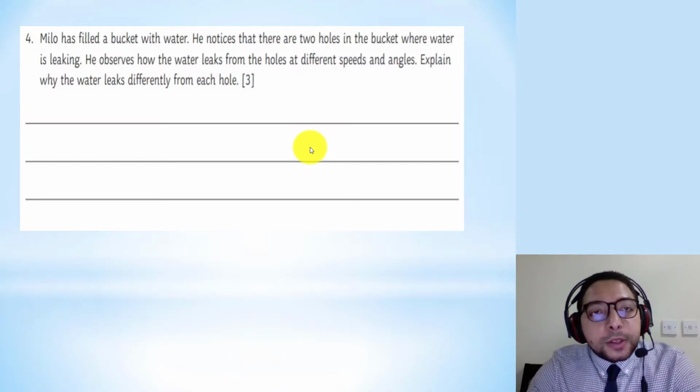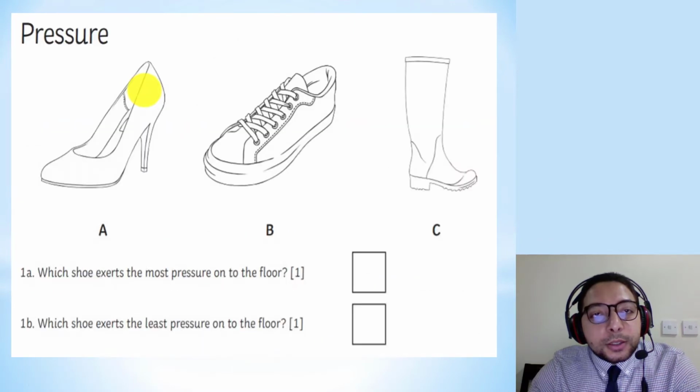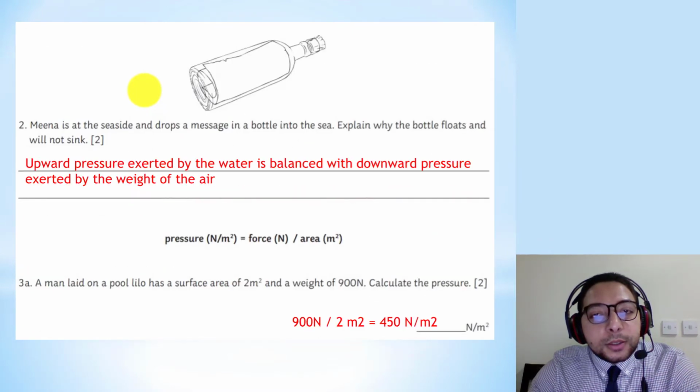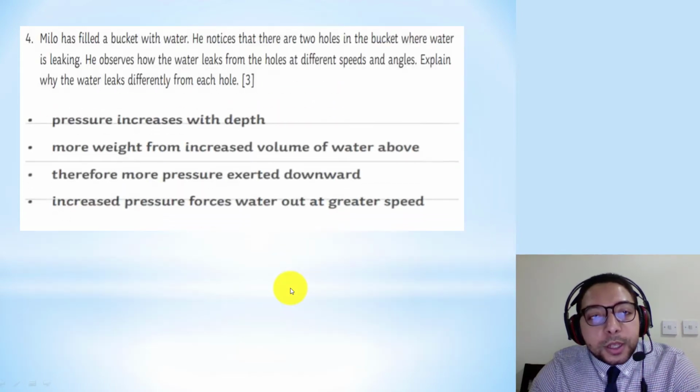Next question. Milo has filled a bucket with water. He noticed that there are 2 holes in the bucket where water is leaking. He observed how the water leaks from the holes at different speeds and angles. Explain why the water leaks differently from each hole. So I want you to see that. Over here, as you can see, the one which is lower, the water comes close to it. The one which is higher, the water goes away from it. So let's double check the answer.